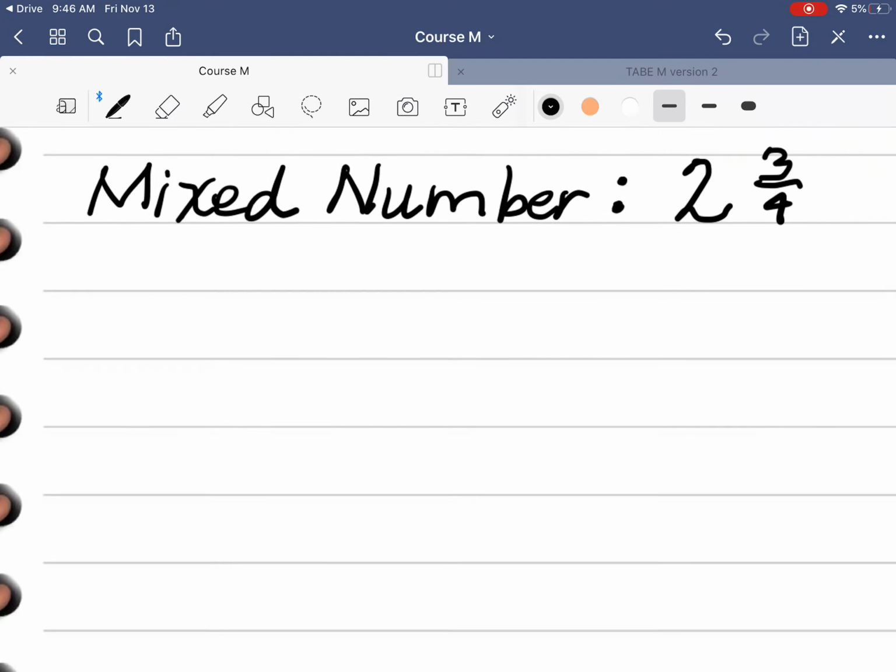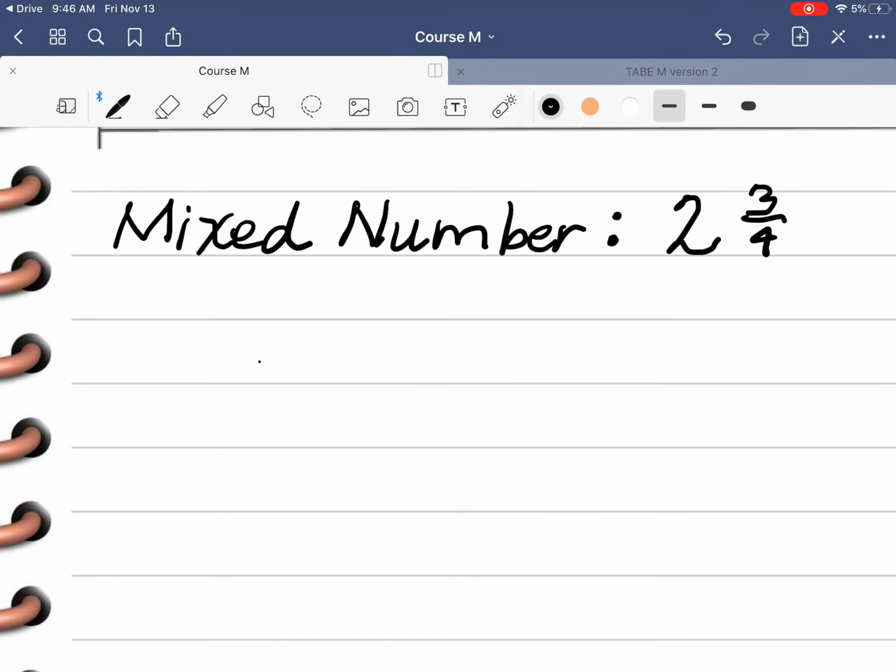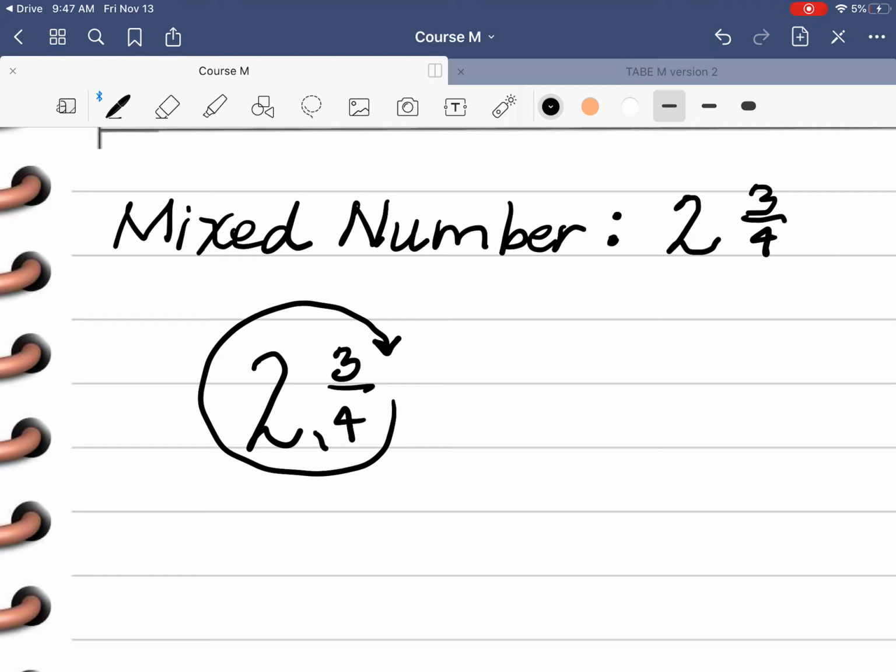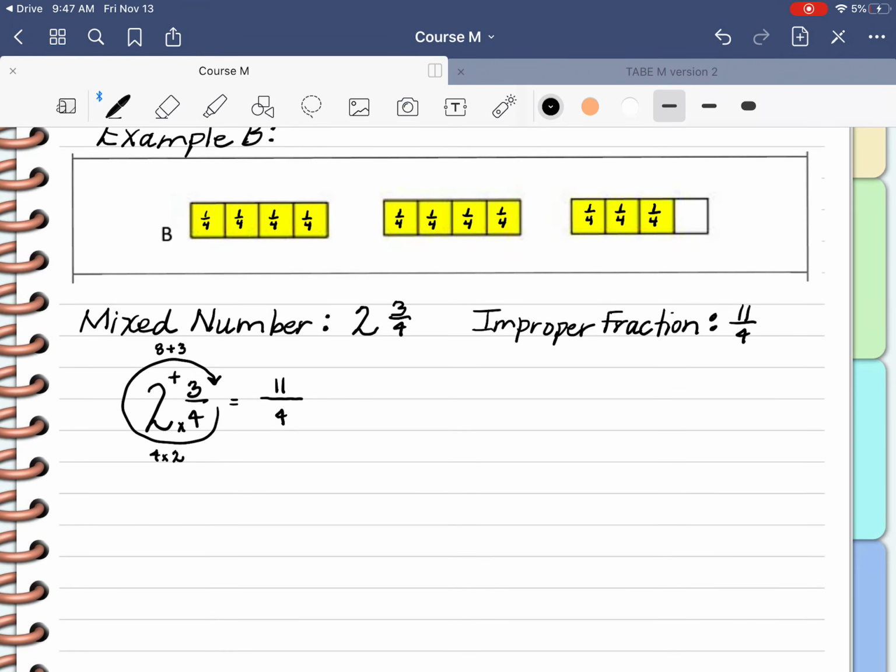So let's make this mixed number MAD and see what we get. We have 2 and 3/4, and we are going to make it MAD. So we multiply, add, and then keep the denominator, MAD. And this is going to be 4 times 2, that's 8. 8 plus 3 is 11, and we keep the denominator. And look at that. It matches that improper fraction that we knew we needed to have.